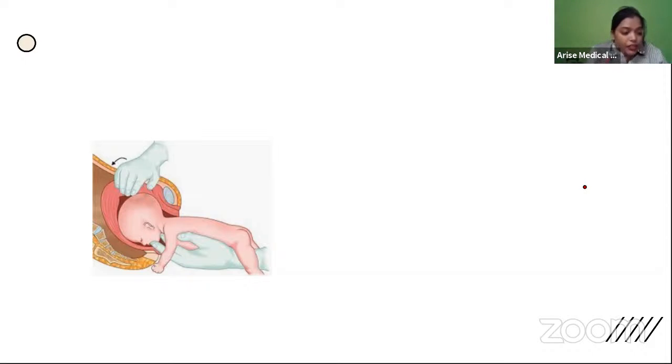Anybody wants to try on this maneuver? This also, if you observe, has the suprapubic pressure. Suprapubic pressure is there, malar flexion is there. But what is not there is the shoulder traction. So suprapubic pressure and malar flexion, only those two together is called the Wigger-Martin maneuver. Good, it's different.